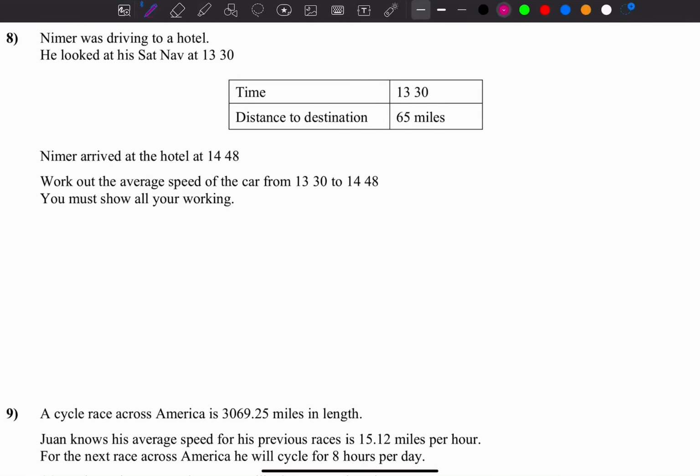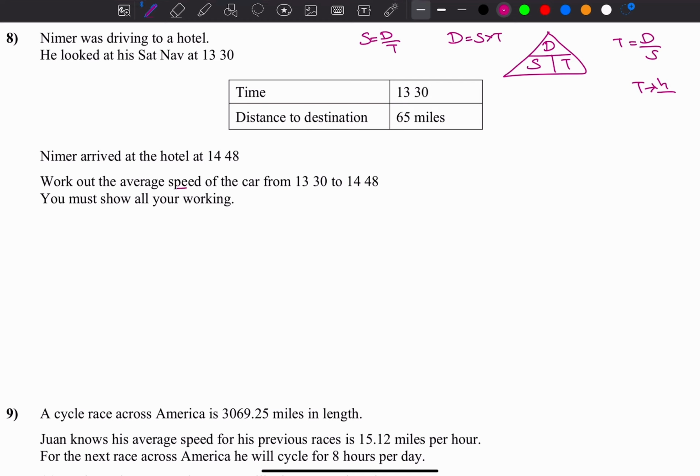Starting on speed, distance, time graphs. Remember your formulas. Speed is distance divided by time. You should know that, right? Speed is distance over time. Distance is speed times time, and then of course time is distance over speed. Make sure the time must be in hours. Well, it depends on the question, but normally it's hours anyway.